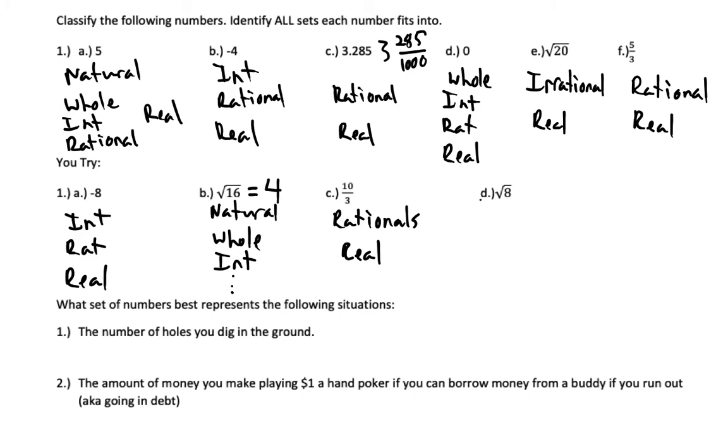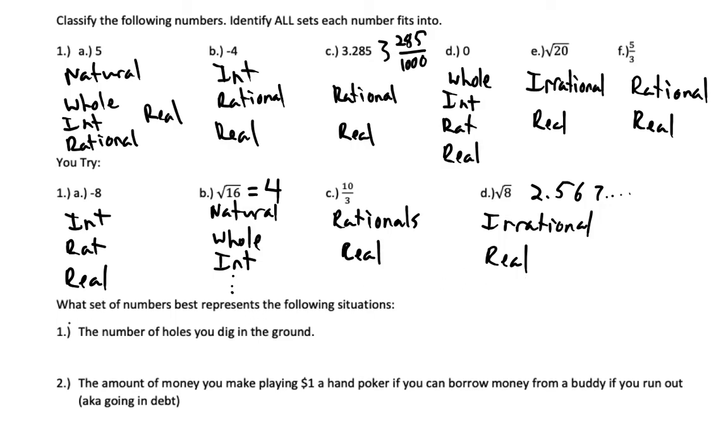The square root of 8 is not a perfect square, meaning that this will be a decimal. This will end up being something like 2.567, and it'll keep going on. This is not a fraction. It's a non-repeating decimal, meaning that this will be irrational. But if something's irrational, that means it's also a real number.